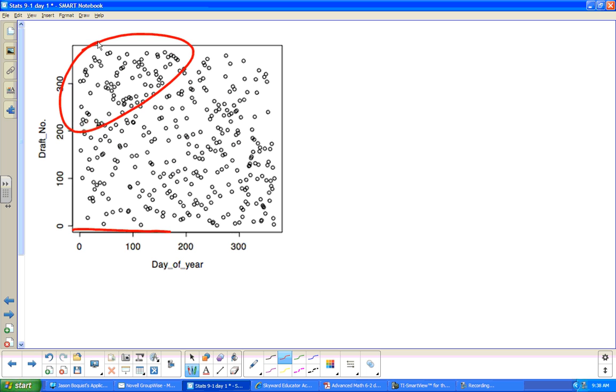Any other spots that are dense? Bottom right. So what does that mean in the context of this problem? Yeah, so if you were born later in the year, you had a way better chance of being picked. And they actually did some statistical work on this, and it was not random.